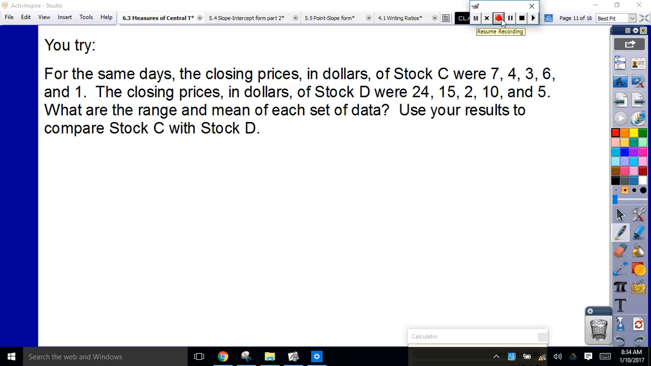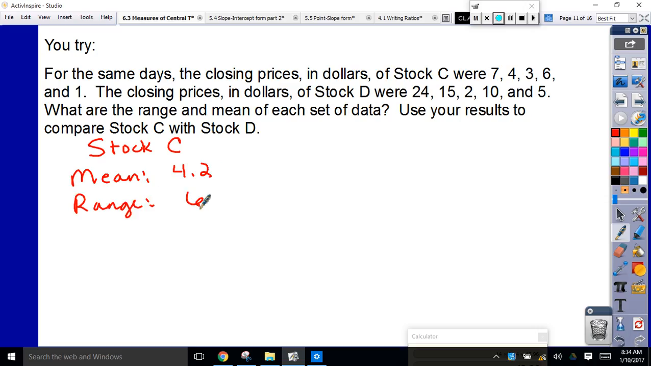Okay, let's at least collect the data, and then we'll talk about it. Which one is which? For stock C, what did you get for the mean, Katie? 4.2. Good, 4.2 is correct. How about give us the range as well, Katie? 6. Good. Range of 6.